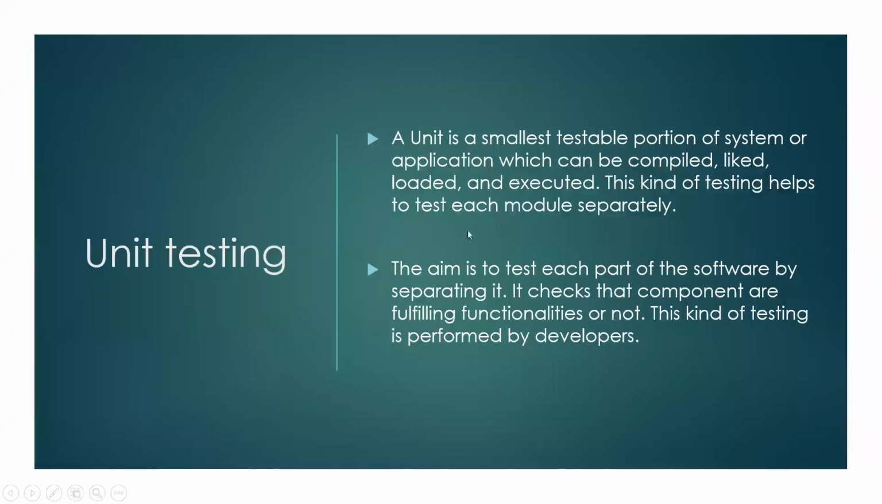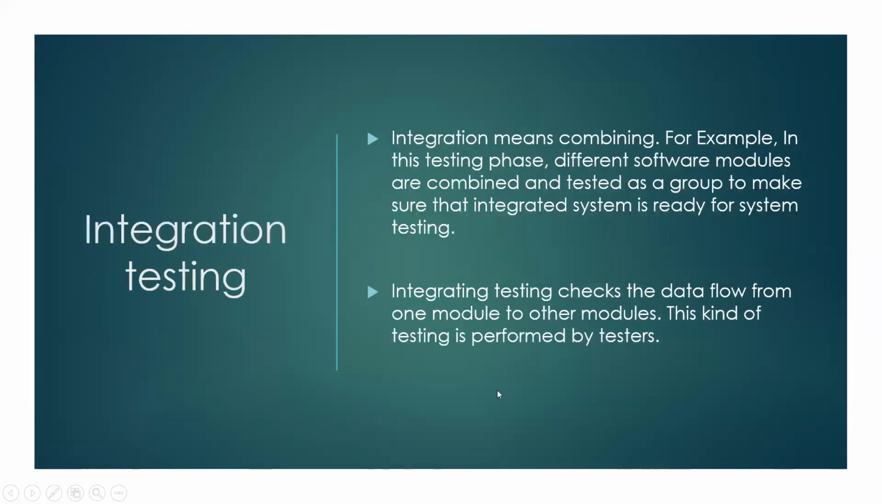So when we look deeper, you can have unit testing. Whatever we have discussed, unit testing is small testable portions of a system or application which can be compiled, loaded and executed. This kind of testing helps to test each module separately, in isolation. So integration testing means combining, for example, in this test phase, different software modules are combined and tested as a group to make sure that the integrated system is ready for system testing.